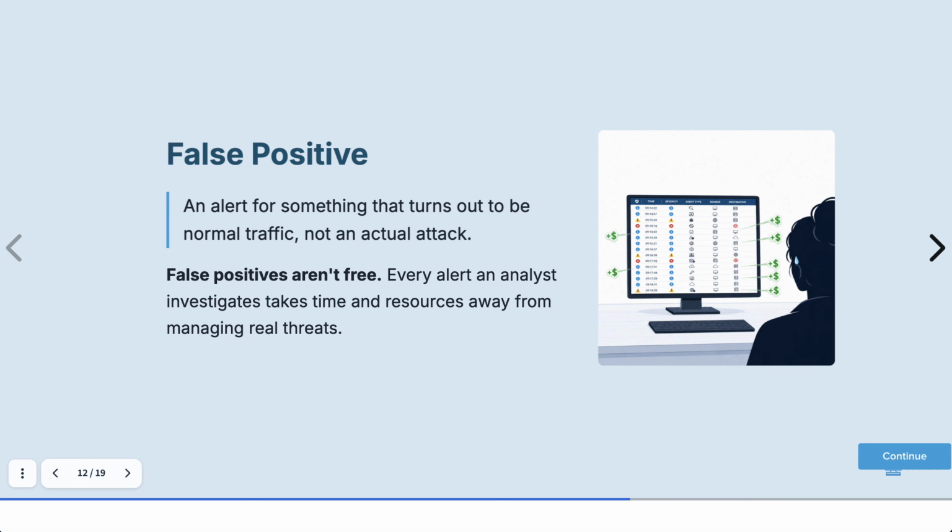Common triggers include a software update pushing unusual packet patterns, an employee working late from an unfamiliar IP, or a spike in video calls during a company all-hands meeting. None of those are attacks, but they can all look suspicious to an anomaly-based system.